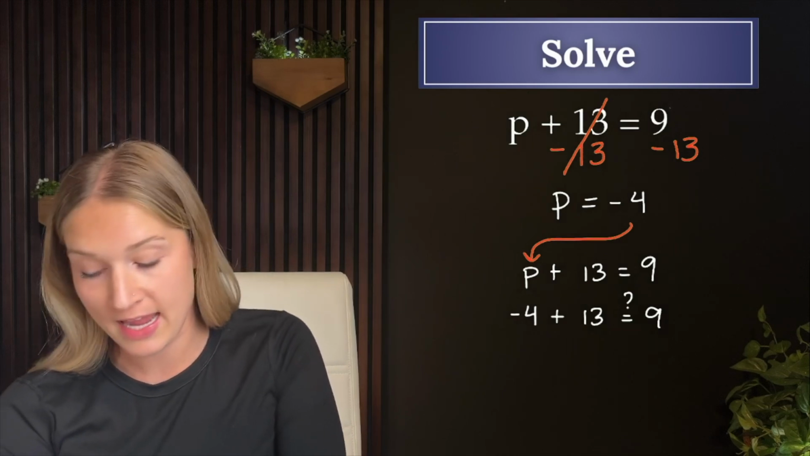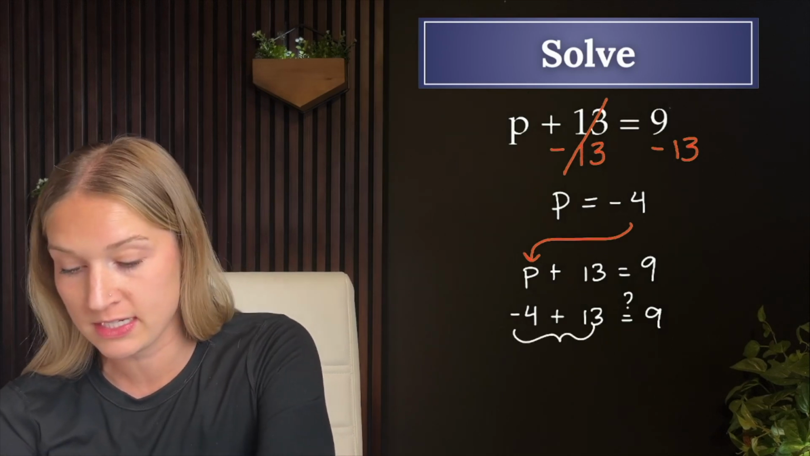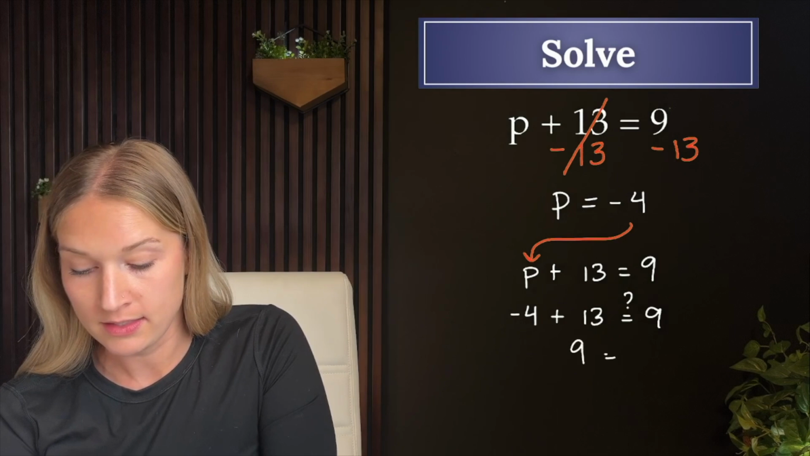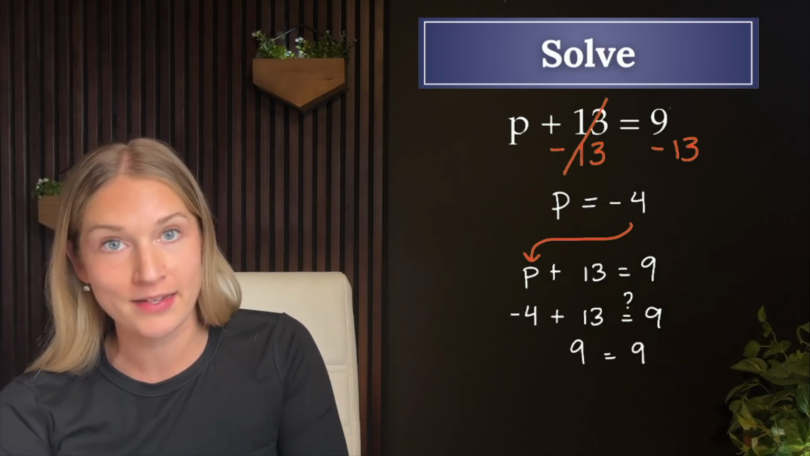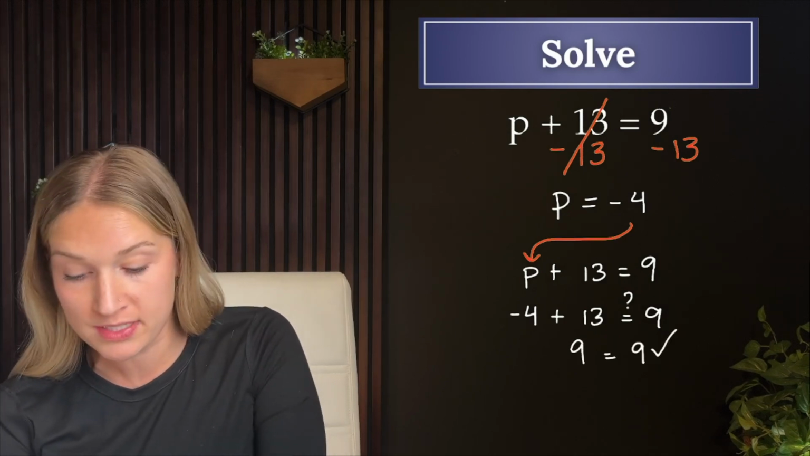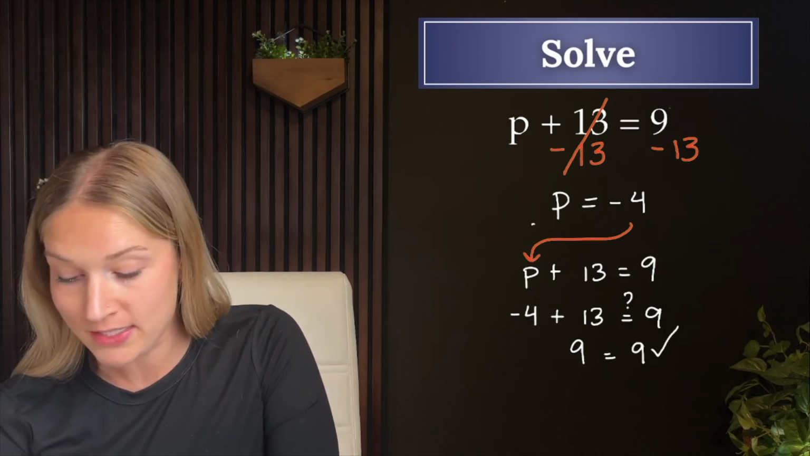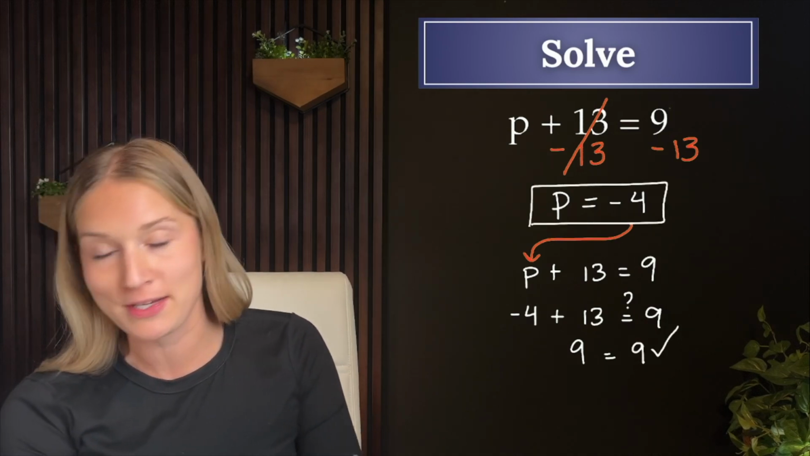So on the left, I add negative 4 plus 13, and I get 9 equals, and then on the right-hand side, I have a 9. So yeah, this worked out to a true statement. Everything checks out. So I can confidently box my answer that p is negative 4.